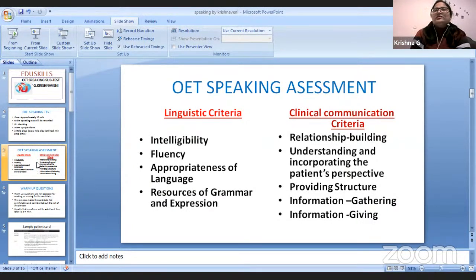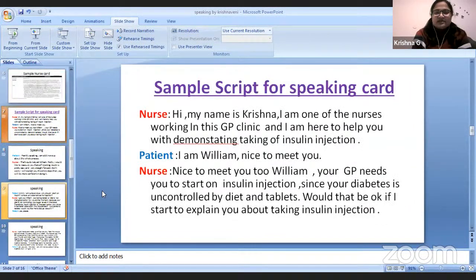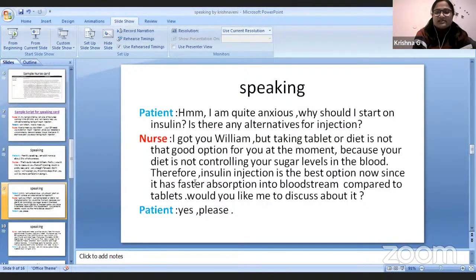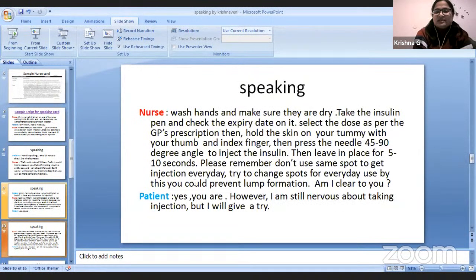You should understand, keep yourself in the patient's shoes. Then you will understand what questions they will have and what worries they are having. So you can help them much better when you keep yourself in the patient's shoes. Then providing structure. Firstly, in this role play card, I gave him "nice to meet you," the introduction. Then when he asked some questions, I gave him information like taking insulin is very straightforward. The next thing, when the patient was giving his own information, like is there any other alternative, I gave him information: controlling blood sugar with insulin is the best option.